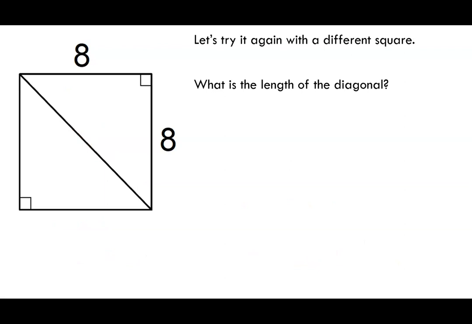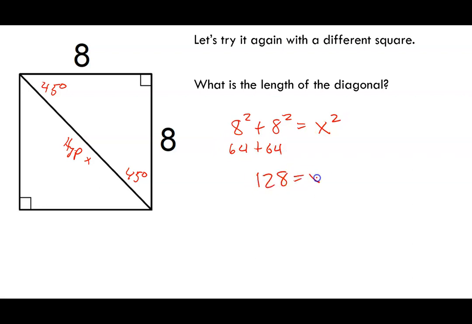It's still a square. We still have a 45-45-90 triangle, but now I've made the side lengths 8. So let's try calculating the length of the diagonal again. Once again, this is the hypotenuse. We'll go ahead and call that x. So we would do 8 squared plus 8 squared equals x squared. So that's 64 plus 64, which makes 128. 128 equals x squared, which means that x equals the square root of 128.